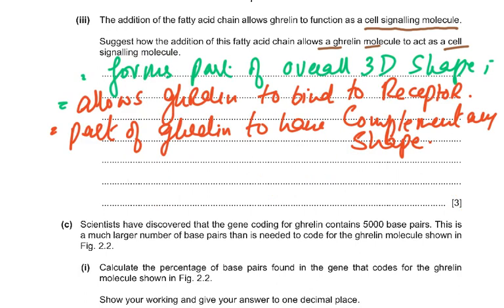So it forms part of the overall 3D shape. The fatty acid will become part of the overall 3D shape, and then this will allow the ghrelin to bind to the receptor, or part of the ghrelin to have a complementary shape to the receptor. And then you could have also said it is going to interact with the hydrophobic region of the receptor molecules because the fatty acids are in the hydrophobic part of the phospholipid bilayer. So you could also have given me that point, but if you really understood it, then you'd be able to give me this point.